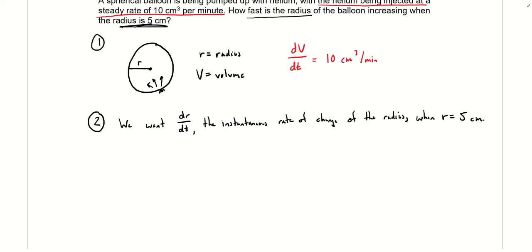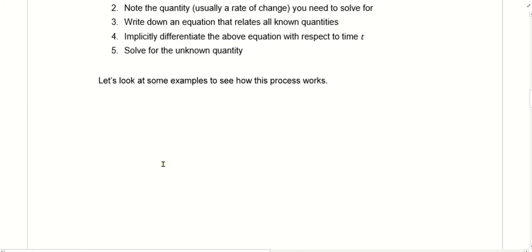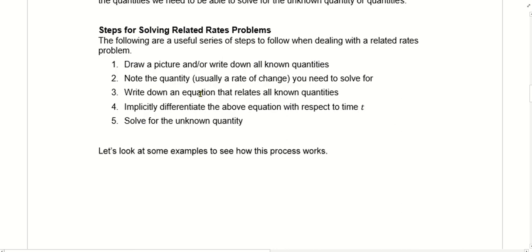So that might sound like nonsense right now, but it's going to make sense in just a second in step 3, which is the step where we write down an equation that relates all of these quantities that we're interested in, both the known quantities and maybe the quantity that we're interested in solving. Maybe not always, but sometimes that shows up in there as well.